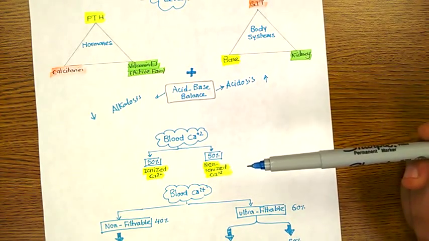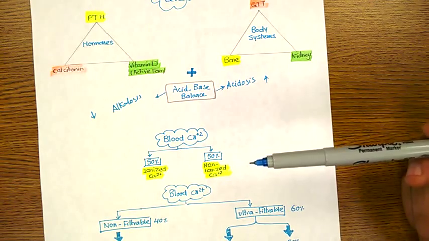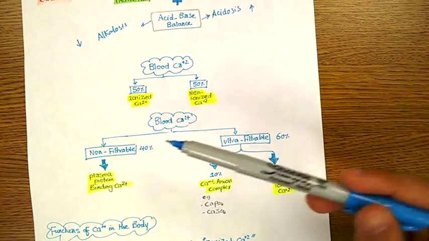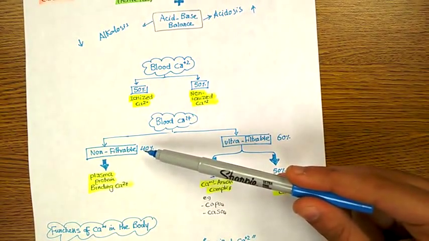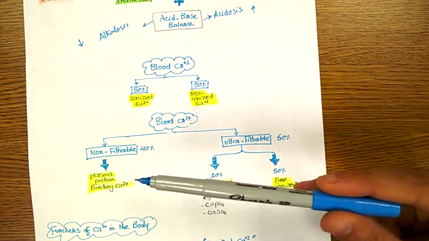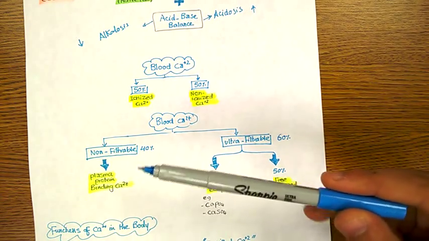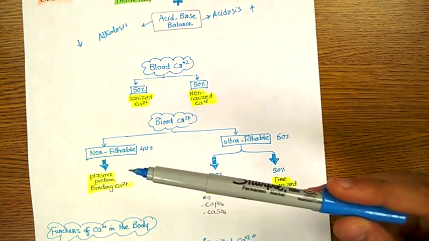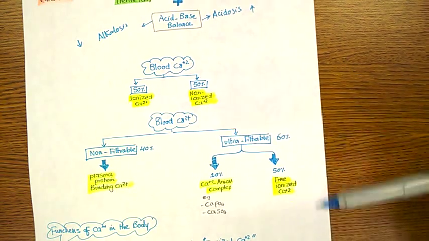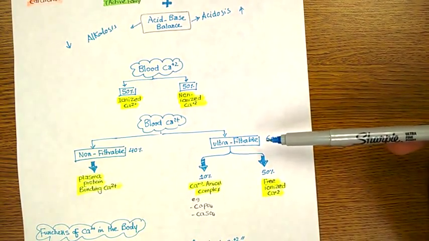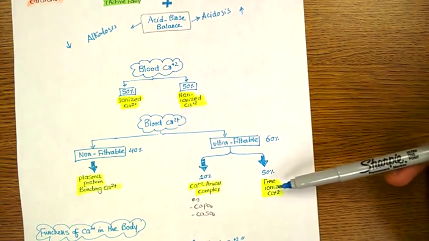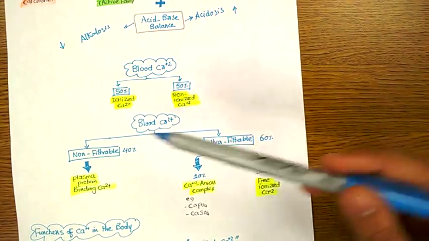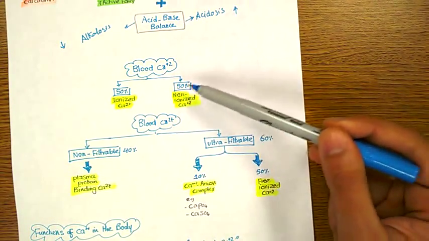However, it is more deeply classified based on filtration through the kidney. We have non-filterable and ultrafilterable. Non-filterable is 40%, and that cannot be filtered through the kidney, as it binds to plasma proteins, which have a large molecular size and cannot pass through the filtration pores. Regarding the ultrafilterable type, it is 60%: 50% free ionized calcium and 10% calcium ion complex. So we can say that 10% plus 40% is 50% of non-ionized calcium.